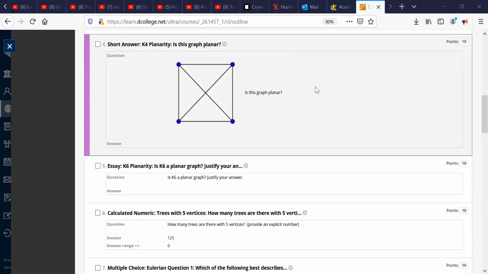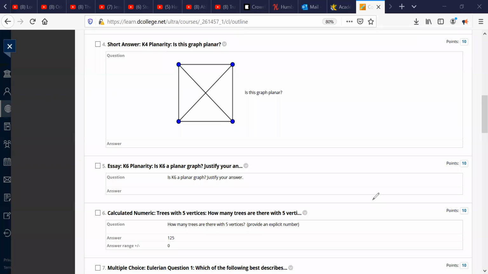So is this graph planar? The answer is yes, because it can be written without the edges crossing. Voila.